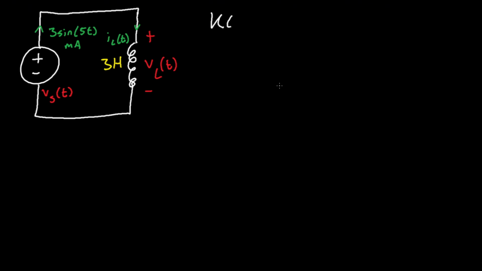So if we use KCL, since this is an entire series circuit, everything is end to end, that means this current is also equal to this current. So 3 sine of 5t milliamps is equal to IL of t. Okay? All right, now that you have this, what do you do? Well, you can simply use the inductor formula. Let's use the more space that we have.